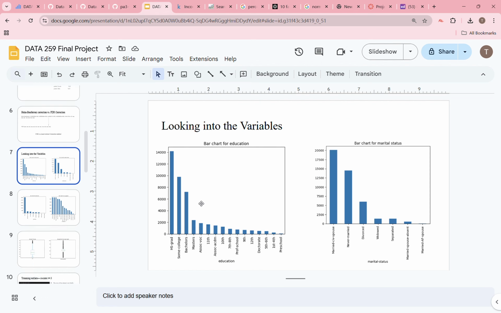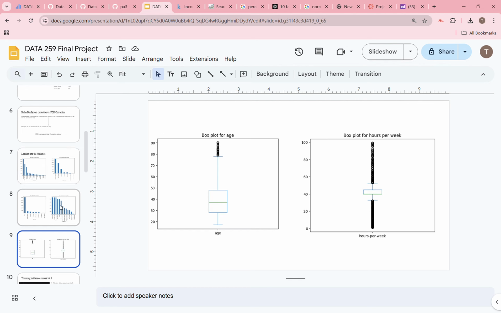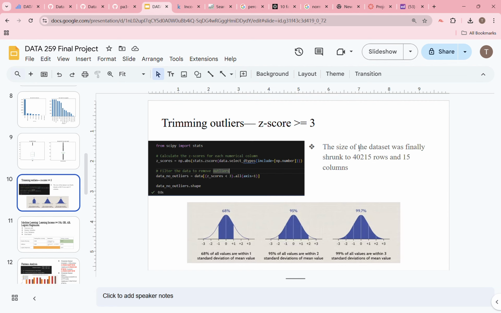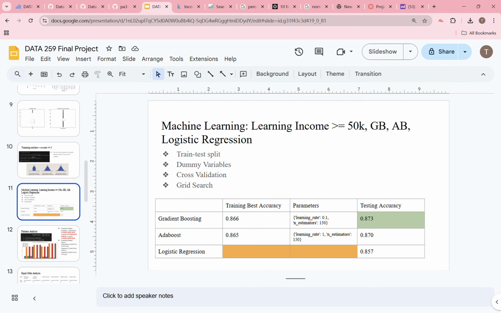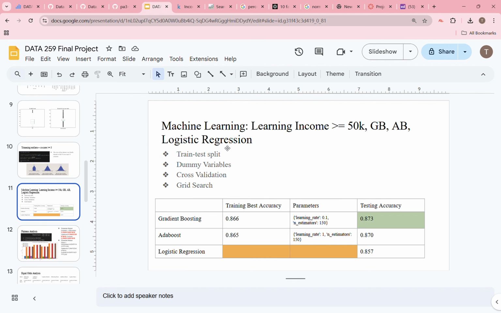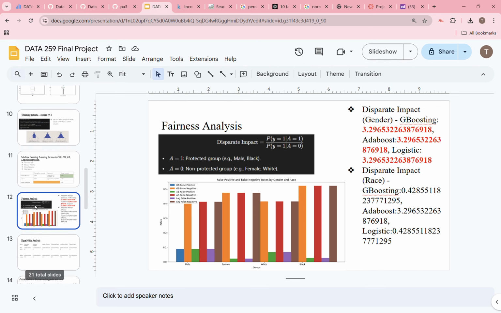Then I ran some visualizations of the variables themselves. As you can see, there is an outlier problem in the numerical data especially. So I chose to shrink the size of the data using the z-score greater than or equal to 3 method. Based on the shrunk data, I ran machine learning models. Here are the models that are used: gradient boosting, AdaBoost, as well as logistic regression. Then I ran some fairness analysis on them.